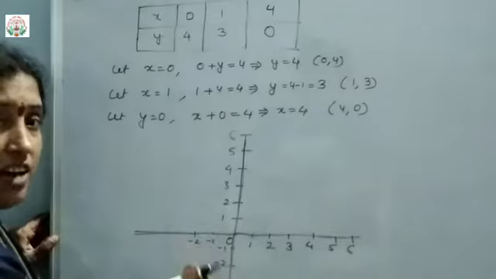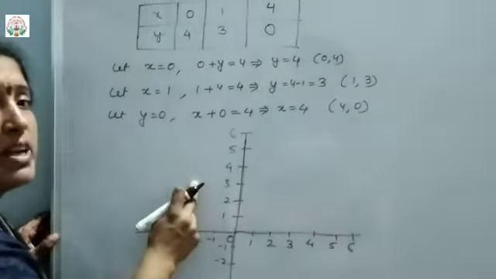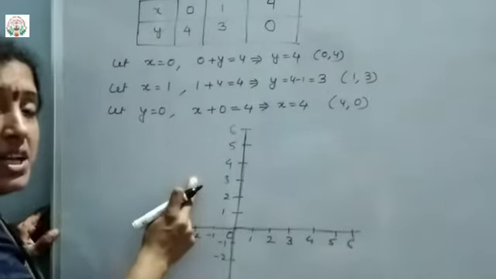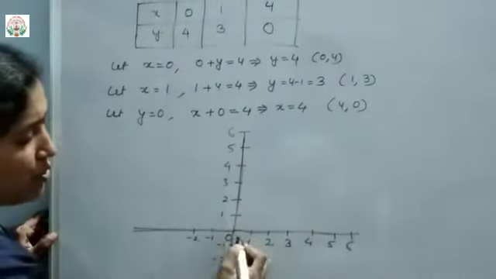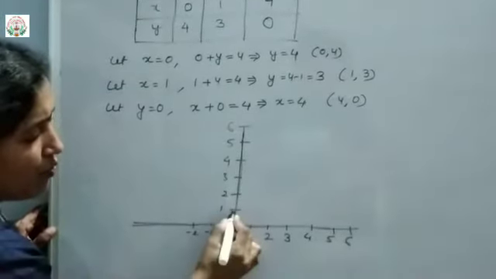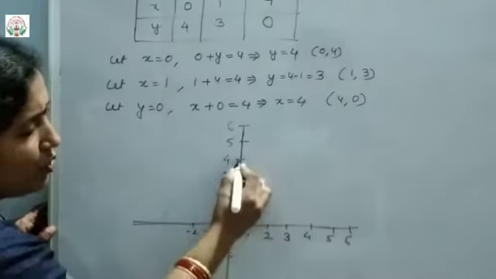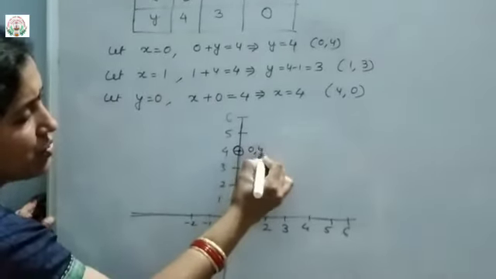Keep it in mind, draw this graph on graph paper and then paste it in your mathematics copy, as you did in class 8th. Remember, when x value is 0, what is the y value? 4. 1, 2, 3, 4. So here it will lie. That means x is 0, y is 4.